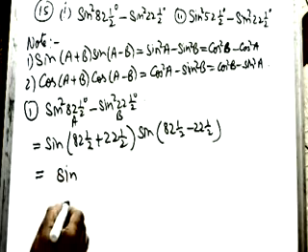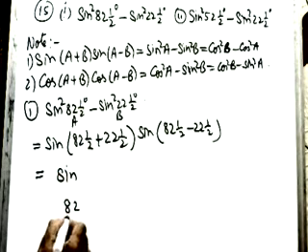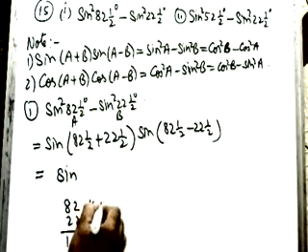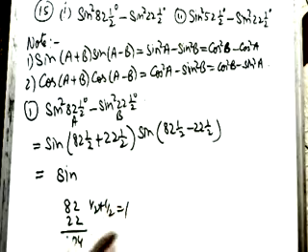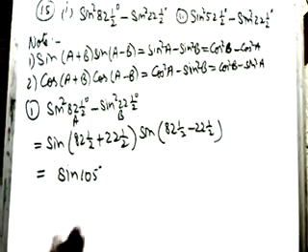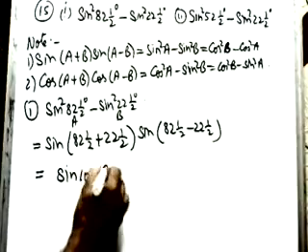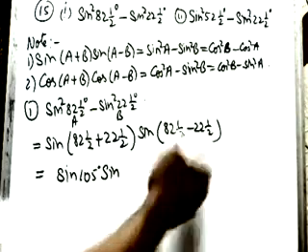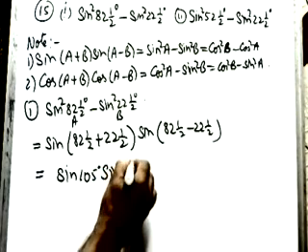Now watch carefully. Sine of 82 plus 22: 82 plus 22, so this will be 104. Half plus half will be 1. So 104 plus 1 will be 105 degrees. Now here, sine 82 minus 22 is 60, and half minus half will be 0.